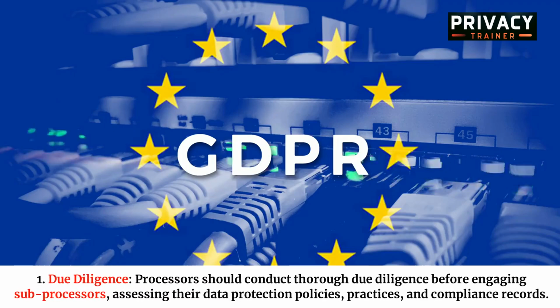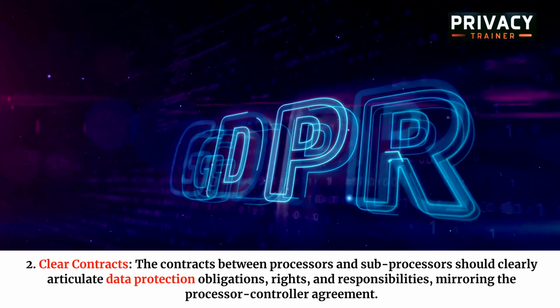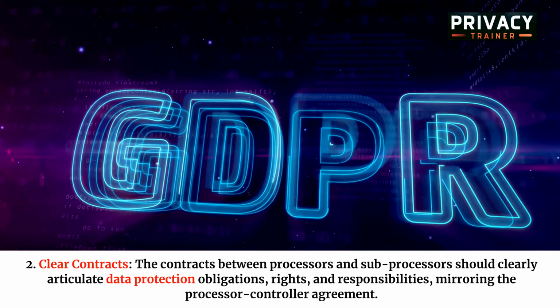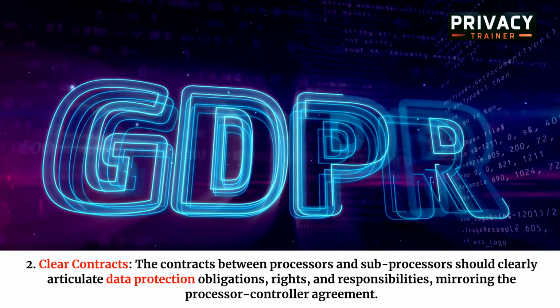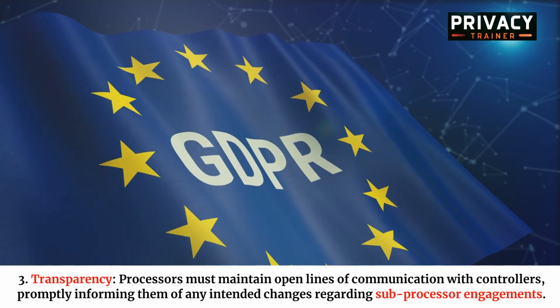Best practices for managing sub-processor relationships. 1. Due diligence. Processors should conduct thorough due diligence before engaging sub-processors, assessing the data protection policies, practices, and compliance records. 2. Clear contracts. The contracts between processors and sub-processors should clearly articulate data protection obligations, rights, and responsibilities, mirroring the processor-controller agreement.